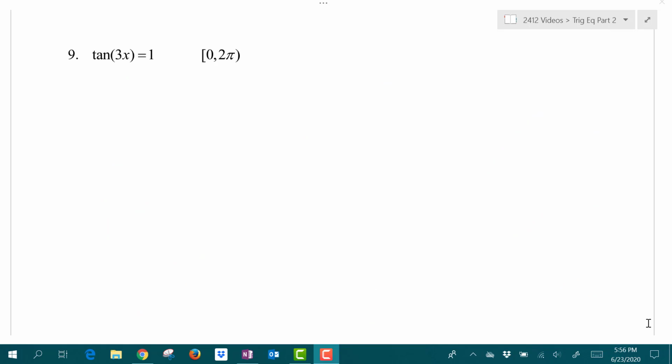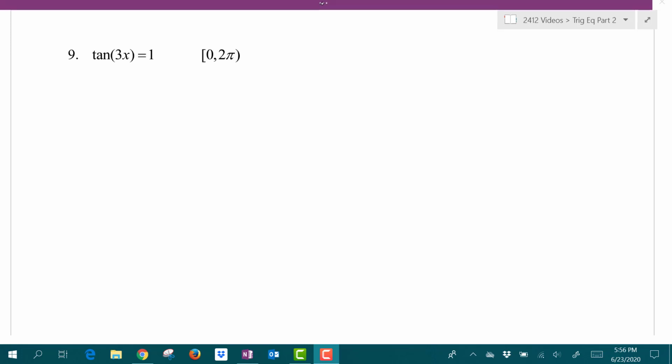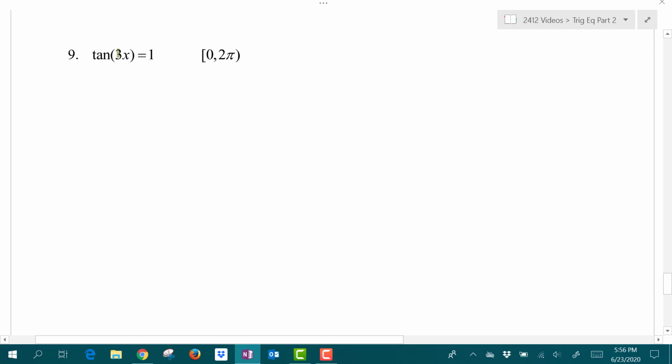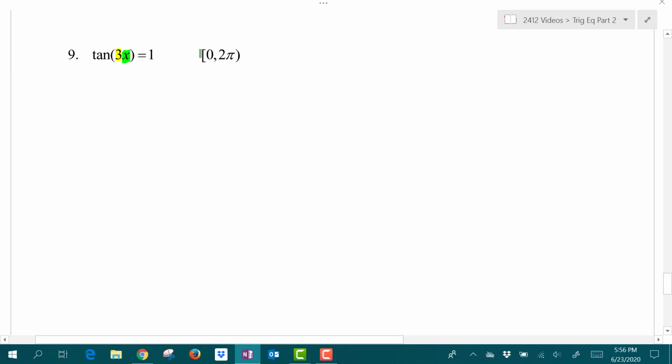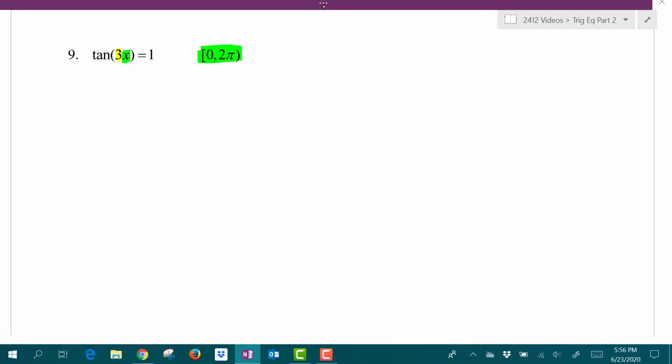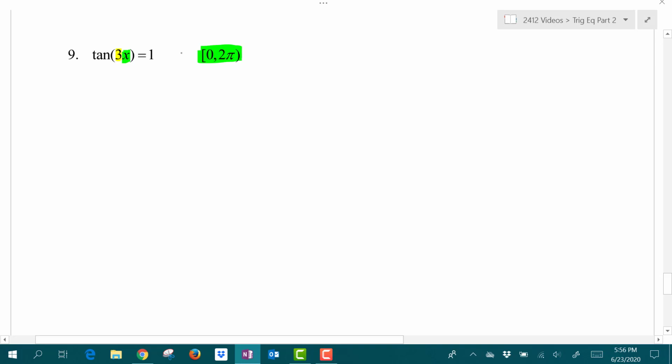Here we're looking to solve tangent of 3x is equal to 1. The given interval is from 0 to 2 pi. Before we start, we notice that we have a multiple of an angle inside. So we have 3 times x. So we're going to use adjusted interval methods to solve. Our goal is to solve for x by itself. The given interval for which we are going to solve for x is between 0 and 2 pi. So all of our solutions must be between 0 and 2 pi.